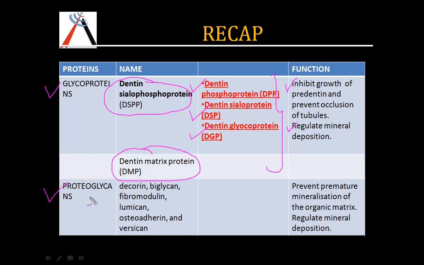The next group is the proteoglycans. The examples of proteoglycans are decorin, biglycan, fibromodulin, lumican, osteoadherin, and versican. All these proteoglycans prevent the premature mineralization of the organic matrix, and they also regulate mineral deposition like the glycoproteins. So from a theoretical point of view, the 2 important proteins of dentine to be remembered are the dentine sialophosphoprotein and the dentine matrix protein.